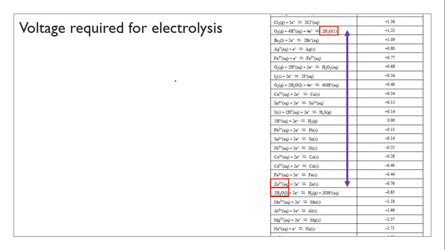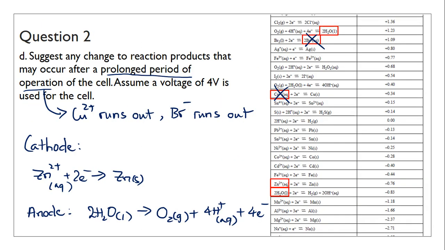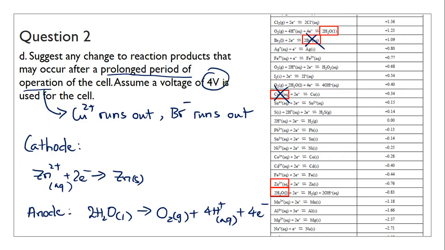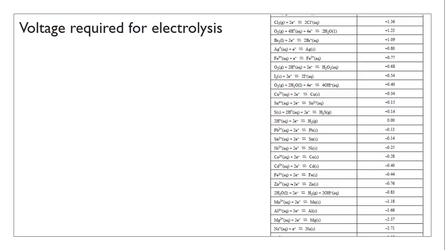And I just want to point out the reason why, if you go back to the original question, it actually stated a voltage of 4. Part C just stated we only need something greater than 0.75 for bromide ions and copper ions to undergo oxidation and reduction. However, the reason why the voltage is 4 here is because you would need a higher voltage if you want zinc ions to react. Even so, in order for zinc ions to react, first of all, you need to not have any copper ions to compete with it.